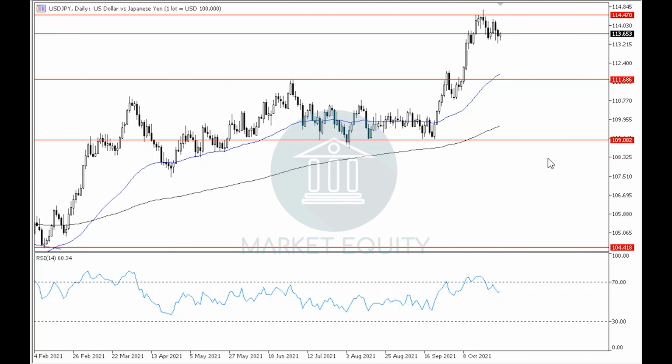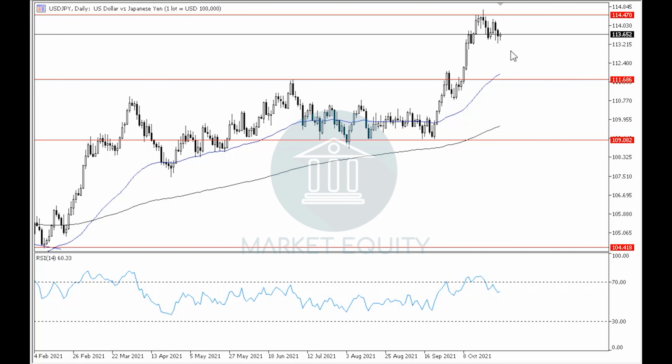Let's begin with the US dollar versus the Japanese yen, where in the previous videos, as we have said, it is moving in an uptrend in the daily time frame, and recently we can see that it has rebounded down off of around level 114.45, which resembles a horizontal resistance level for the pair in the daily time frame.